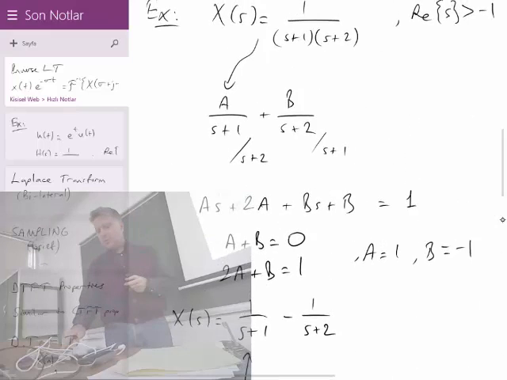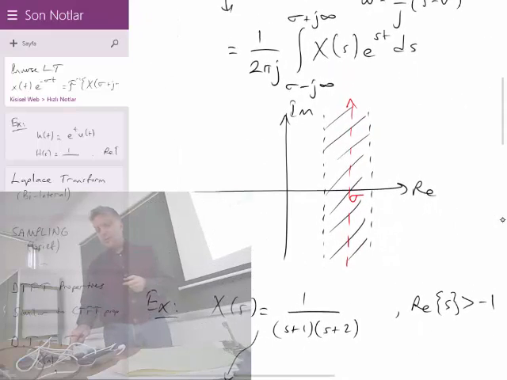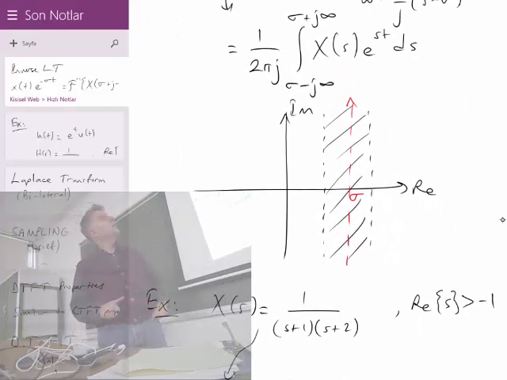Do not try to evaluate that complex integral. Really? Why? You don't need to do that.